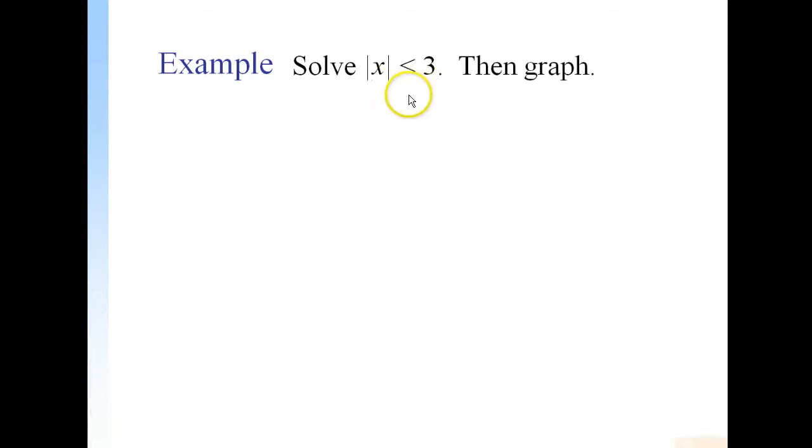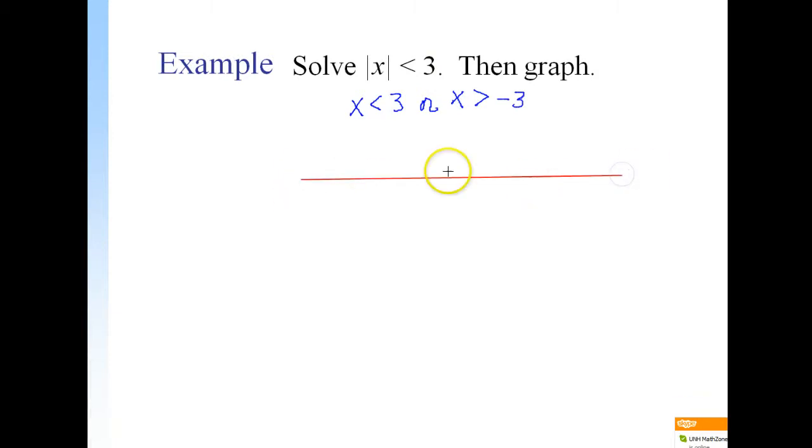So what do we have here? Well, this is pretty straightforward. We're going to get x is less than 3, or x, now we have to reverse that inequality sign, is greater than negative 3. So we're making this a negative. The rule is we reverse that sign. Now we have to graph it.